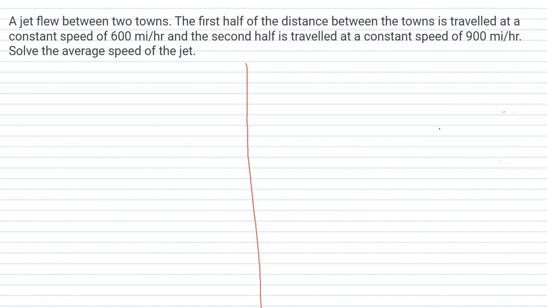So what we're asked here, the question teaches us that we have two halves, right? We have a first half between the towns, and we have a second half. The first half moves at a constant speed of 600 miles per hour, and the second moves at a constant speed of 900 miles per hour, and we're asked to find the average speed.